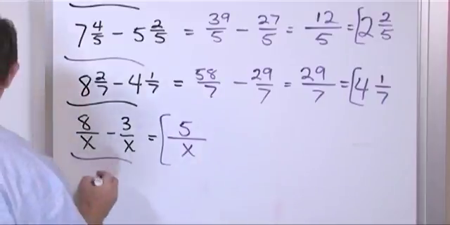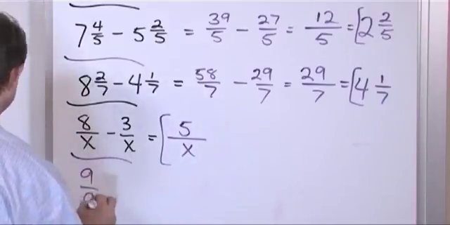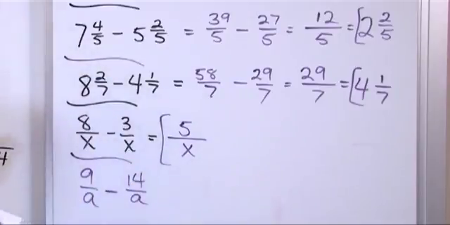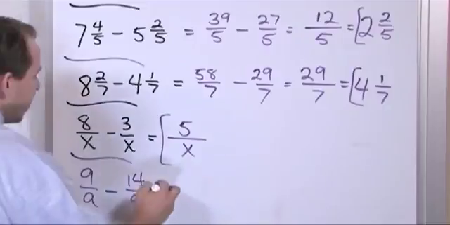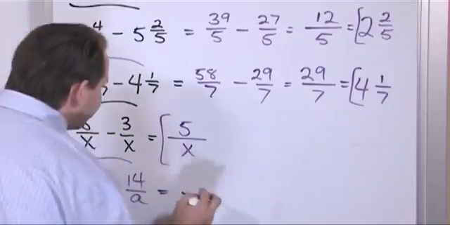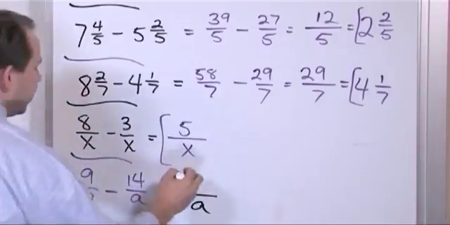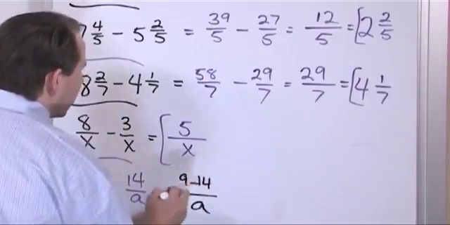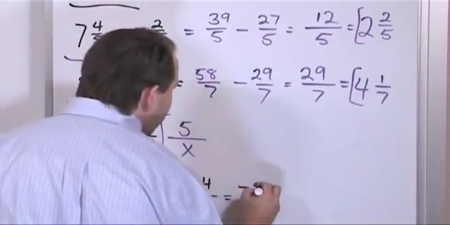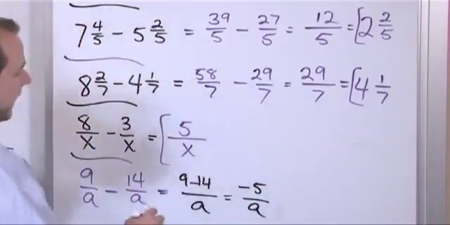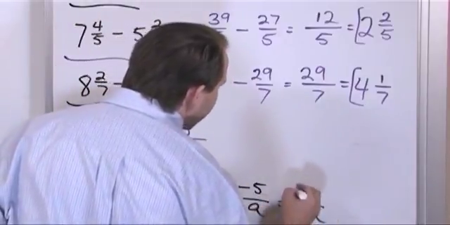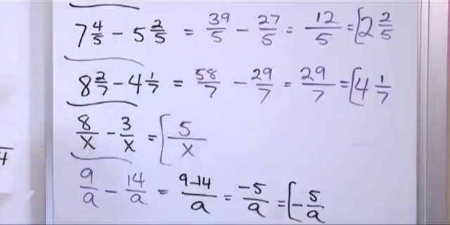What if we have 9 over a minus 14 over a? Same kind of thing. We already have a common denominator, which is a. So we write that down. That's my common denominator. Now, 9 minus 14, let me just write it here just so you see what we're doing here. 9 minus 14. What is 9 minus 14? That's negative 5 over a. And this negative can be anywhere. I'm going to go ahead and bring it out in the front, negative 5 over a. So we have negative 5 over a.